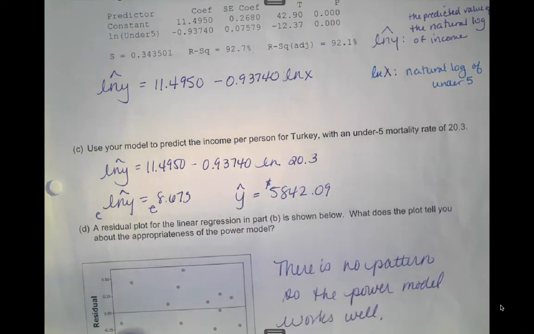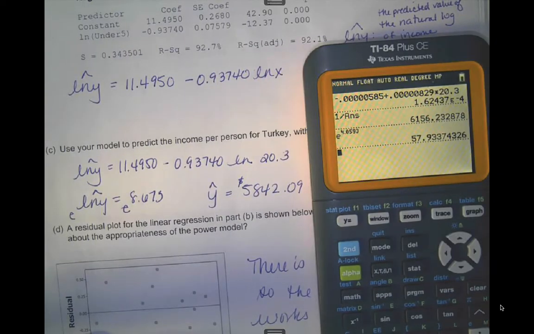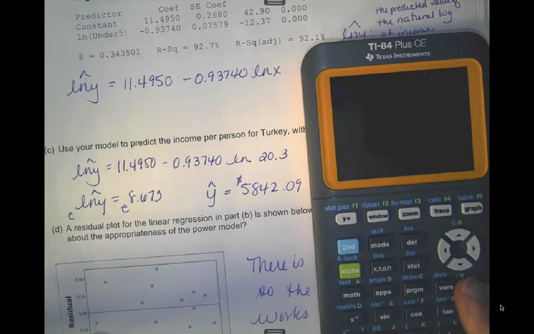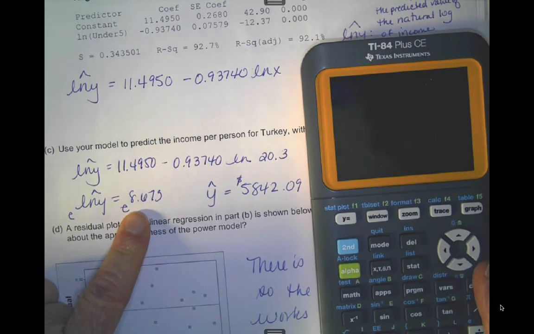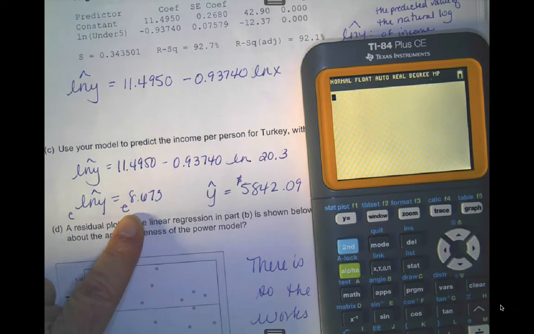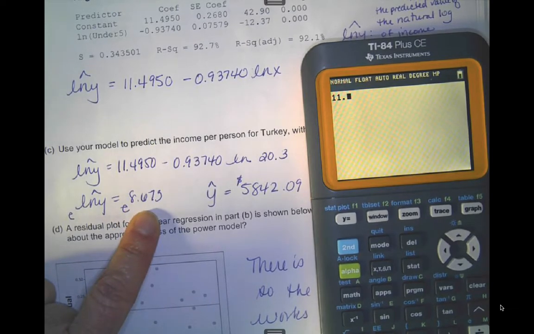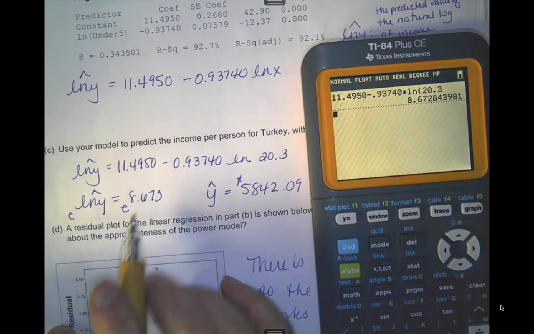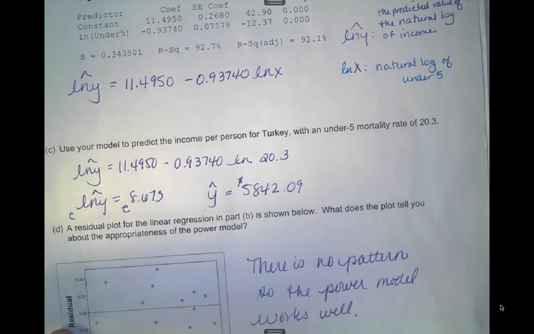So kids don't always do this one right. You need to make sure, the way I got this 8.675 is I did 11.4950 minus 0.93740 times the natural log of 20.3. So that's how I got that there. Then you e both sides, and you got that.